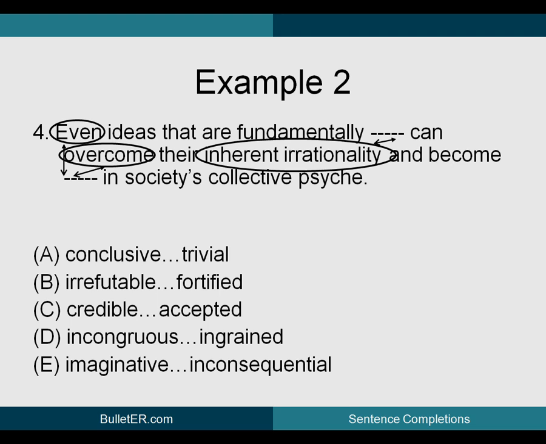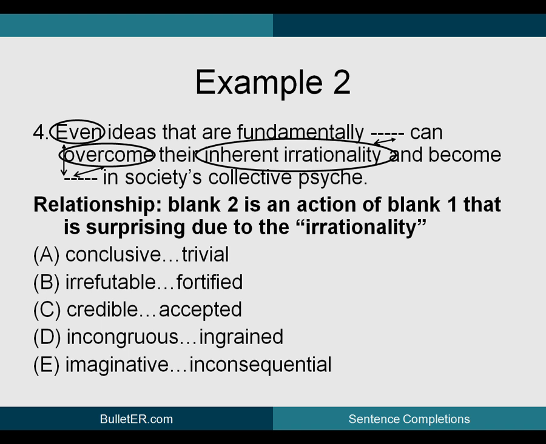When we read the sentence again, we can draw in arrows so that irrationality is telling us what's in the first blank, and even and overcome are hinting at what's in the second blank. The word even is the biggest clue here. It tells us that blank 2 is somewhat surprising because of that irrationality. Let's write this relationship down. Blank 2 is an action of blank 1 that is surprising due to the irrationality.